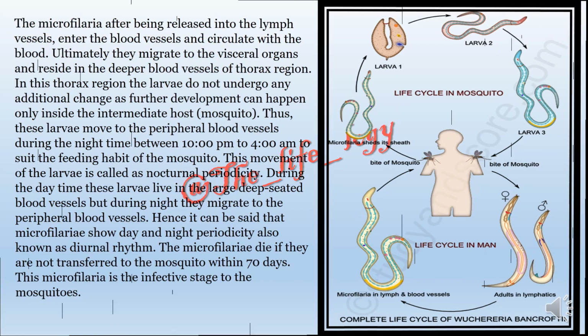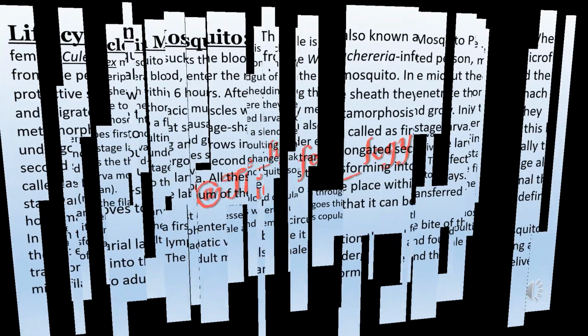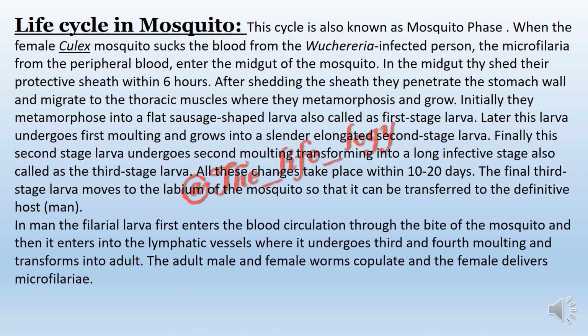Now next we will be seeing the life cycle in the mosquito. This cycle is also known as the mosquito phase. In human it is known as the human phase, and in mosquito it is known as the mosquito phase. When the female Culex mosquito sucks blood from a Wuchereria infected person, the microfilariae from the peripheral blood enter the midgut of the mosquito.